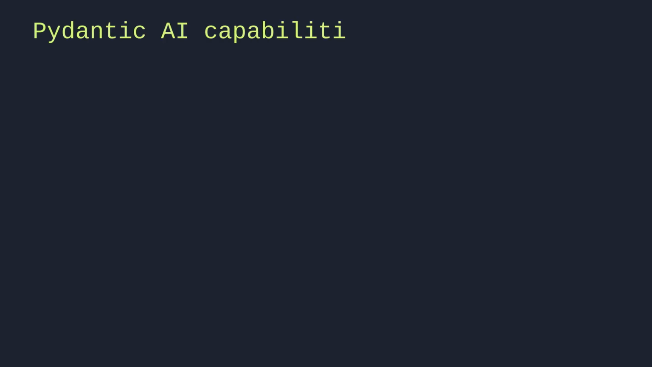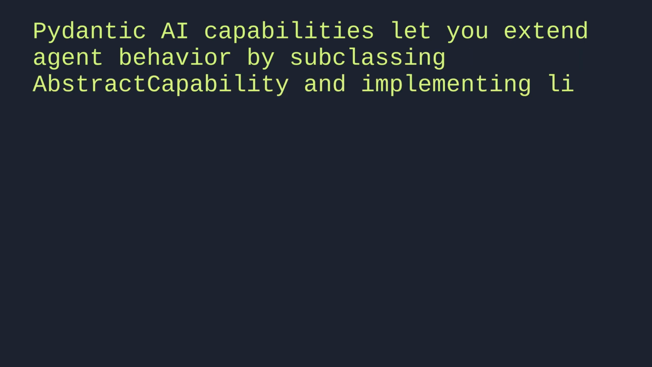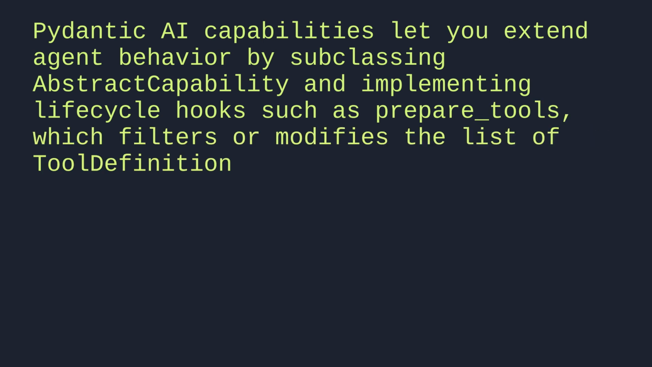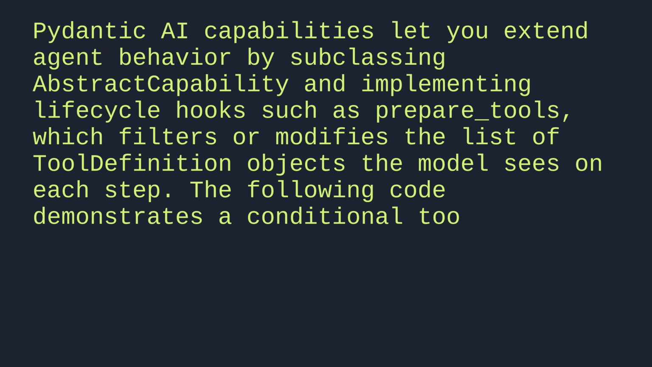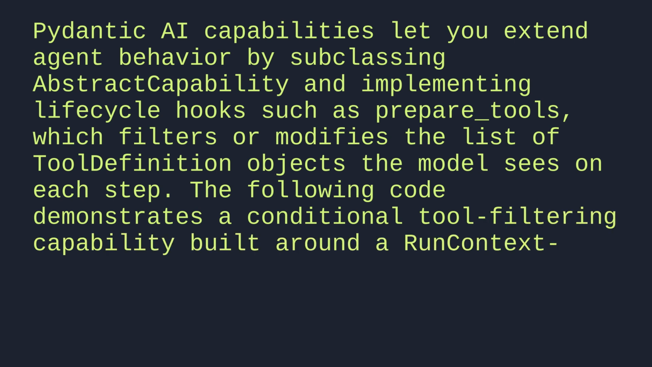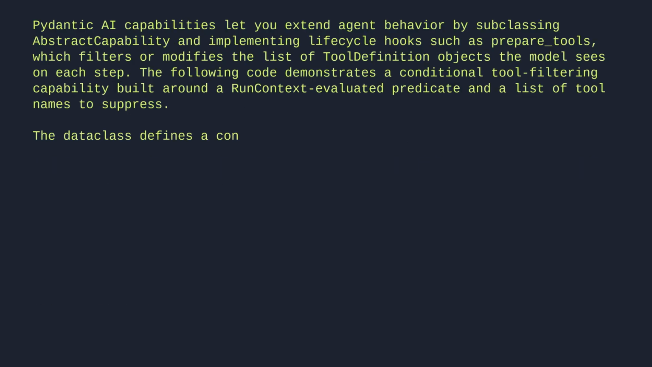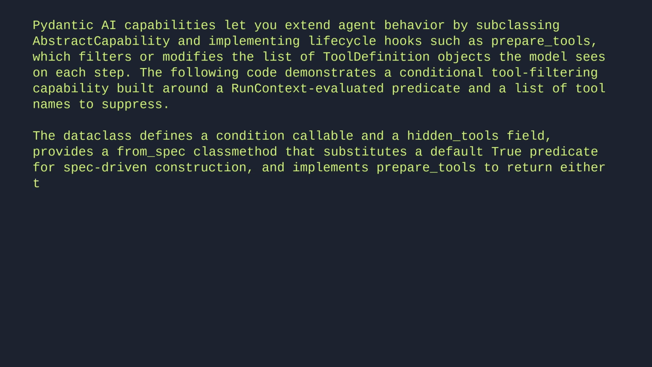Pydantic AI capabilities let you extend agent behavior by subclassing AbstractCapability and implementing lifecycle hooks such as prepare_tools, which filters or modifies the list of tool definition objects the model sees on each step. The following code demonstrates a conditional tool filtering capability built around a RunContext evaluated predicate and a list of tool names to suppress. The data class defines a condition callable and a hidden tools field, provides a from_spec class method that substitutes a default true predicate for spec-driven construction, and implements prepare_tools to return either the filtered or unfiltered tool list, depending on the condition outcome.